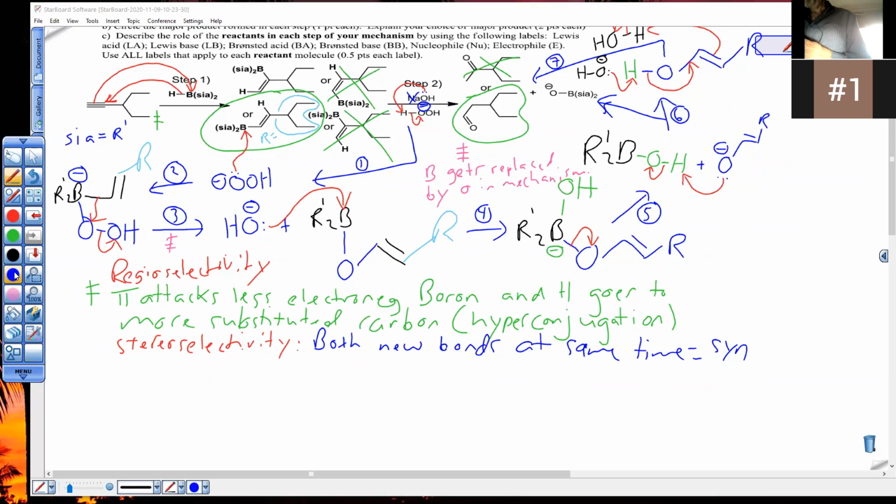And here's it attacking the boron. It's a lubnu. And let's use something that sticks out a little better. Purple. This thing's getting attacked.